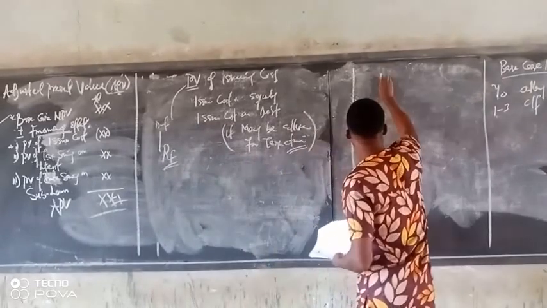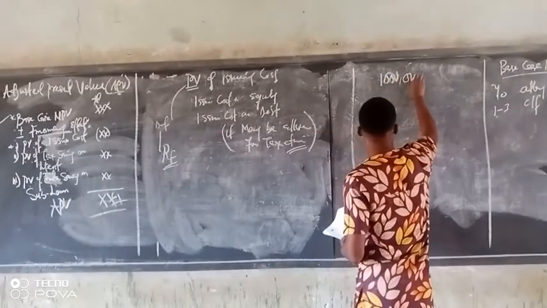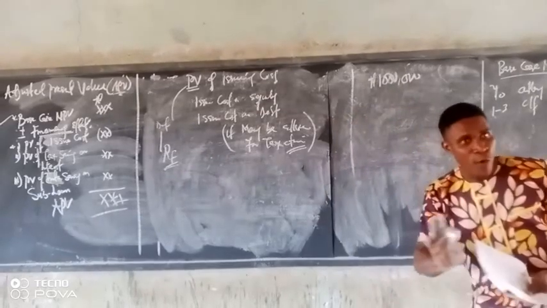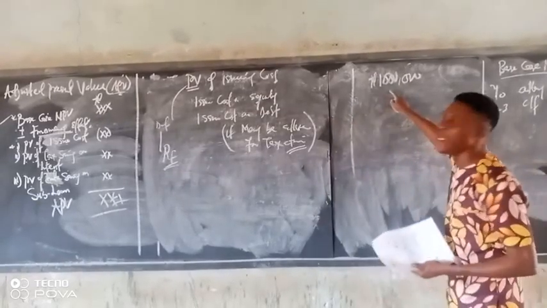Now, example. You need 10 million to finance a project. 1 million. Okay, 1 million.